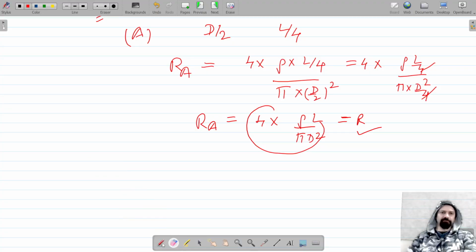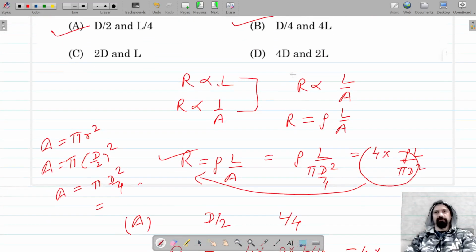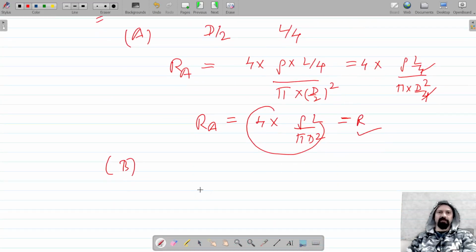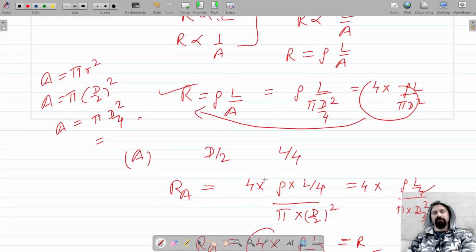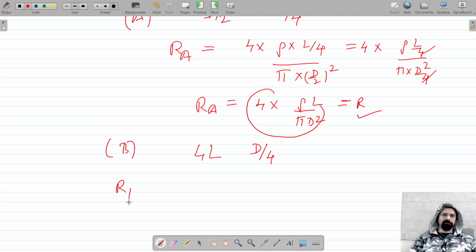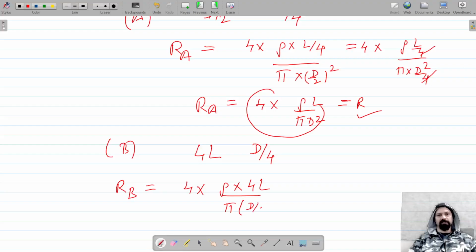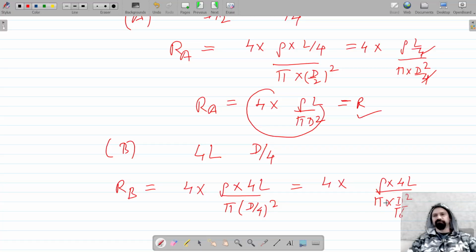In B case, the diameter is one fourth, and here the length is 4 times the original length, and the diameter is d/4. In this case, if we find the resistance in B case, the formula is 4 into rho into length, which has become 4 times L, upon pi, and d has become d/4 the whole squared. So this is 4 into rho into 4L upon pi into d square by 16.